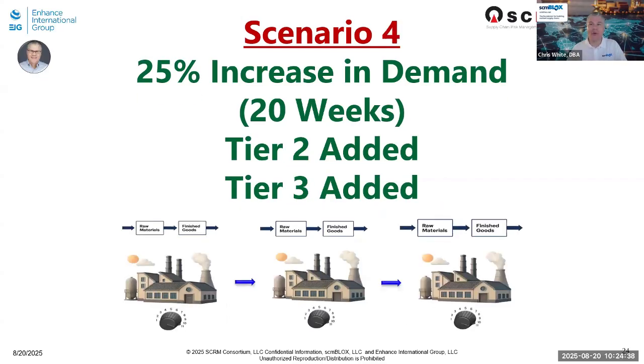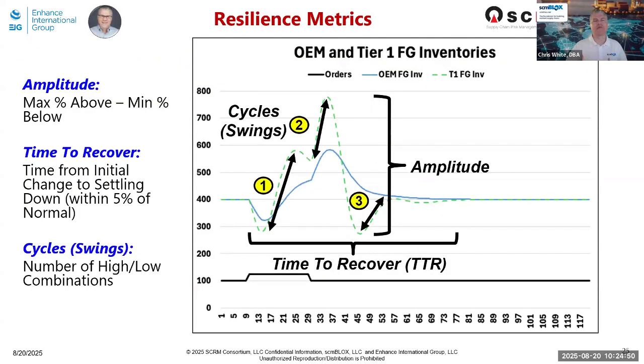And then in scenario 4, we add a third tier. So now we've got a 4-tier supply chain: OEM, tier 1, tier 2, tier 3. And what we also introduced were some metrics that are specific to resilience. When we see some oscillations, you see the bullwhip effect, and you see these oscillations as entities respond and react.